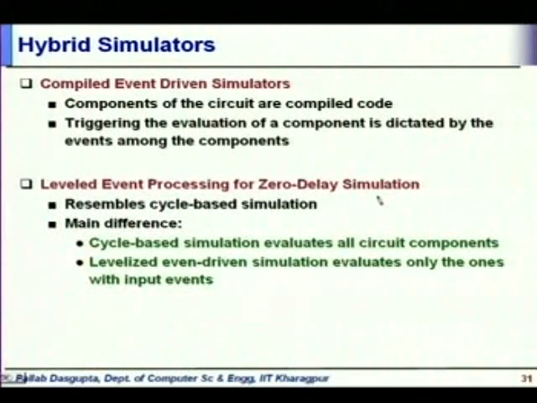Then leveled event processing for zero delay simulation. This is another trick which is used very commonly. So, if there is a part of the logic where you want to do zero delay simulation, in other words, you are not interested in the delay of the circuit, then what you do is you topologically order that part of the circuit and do it just like you would do it in a cycle based simulation. So, any part of the circuit which you want to treat as zero delay, there you do this kind of topological ordering and evaluate it, right, rather than doing a complete event driven simulation.